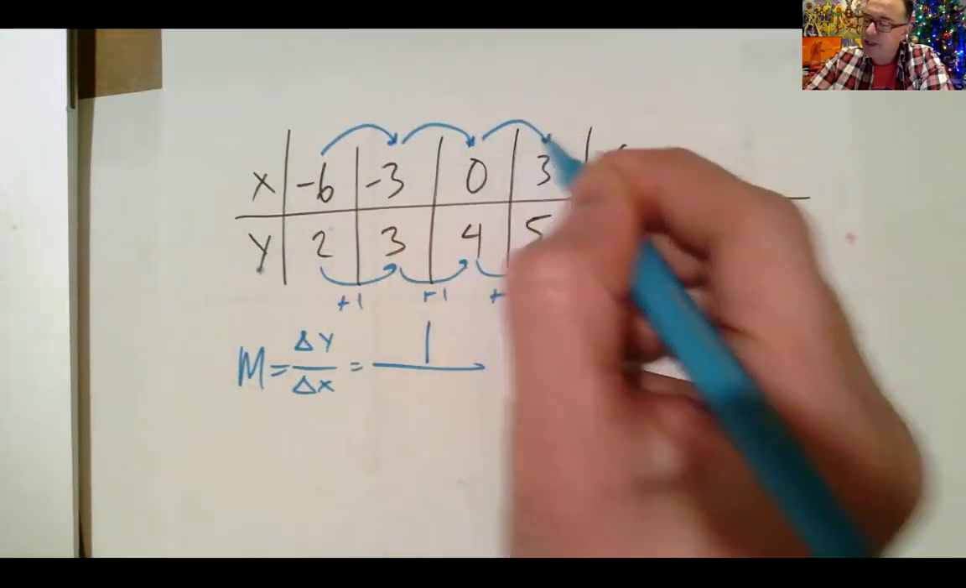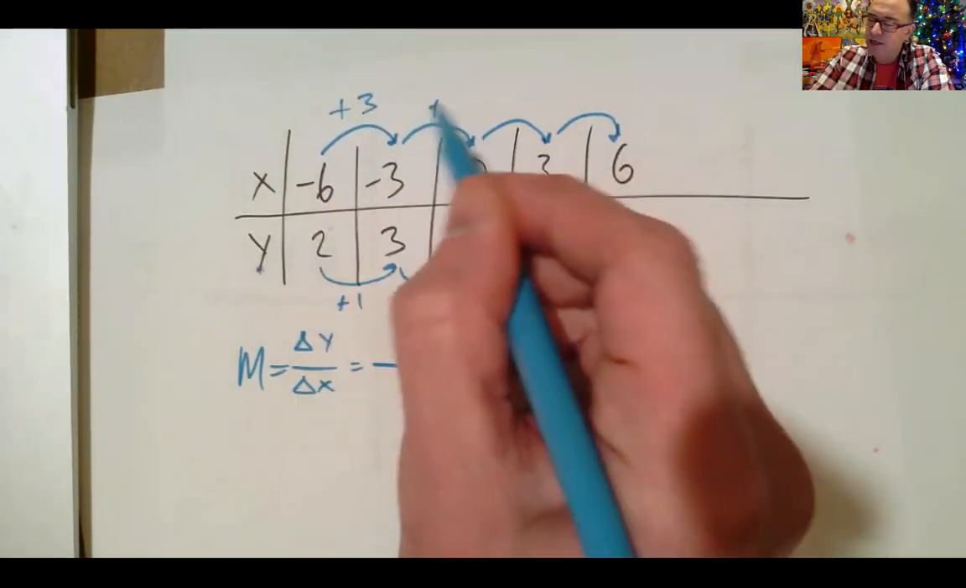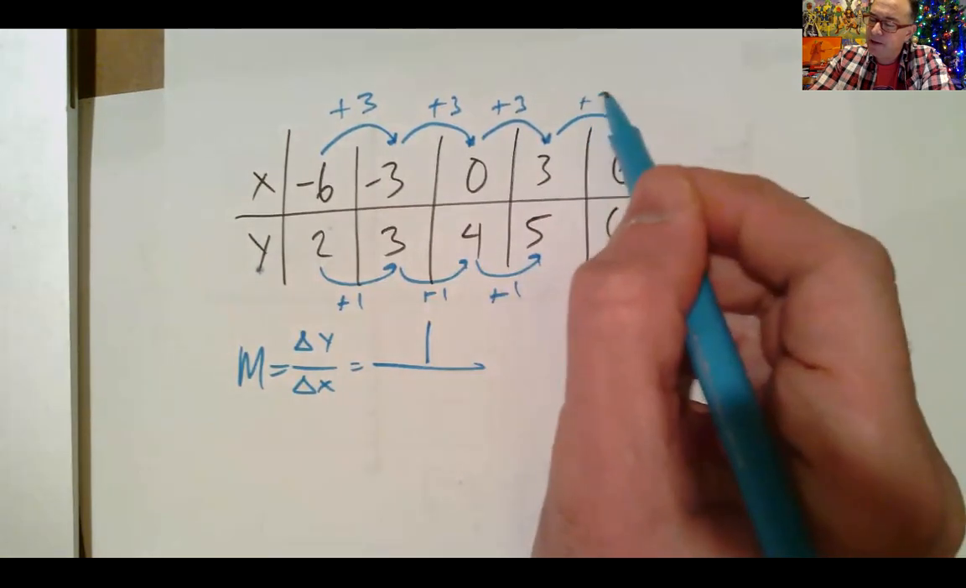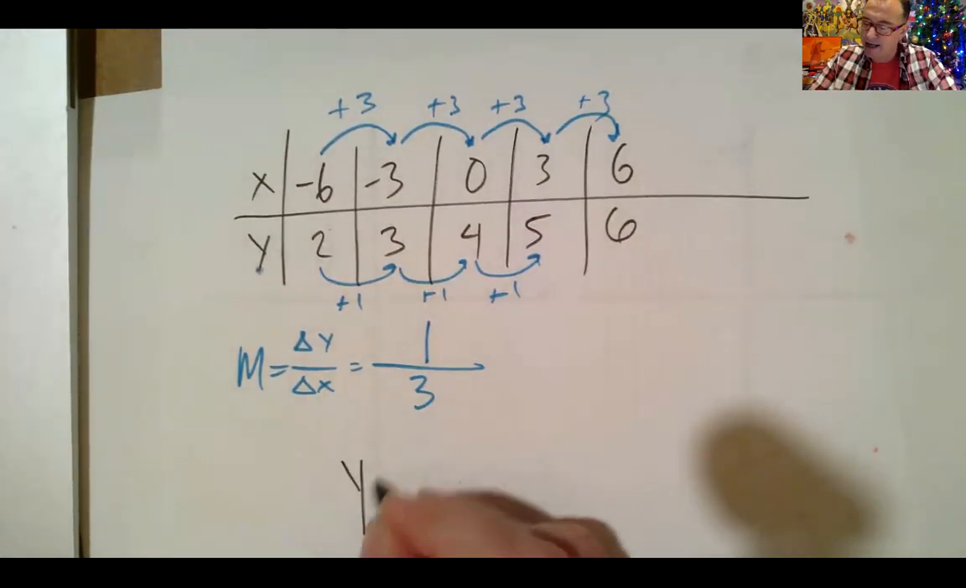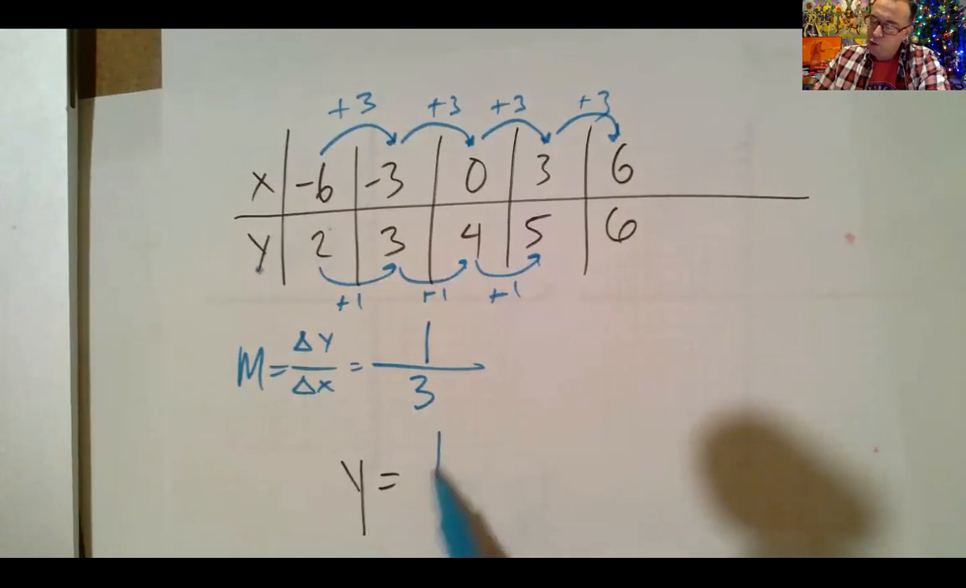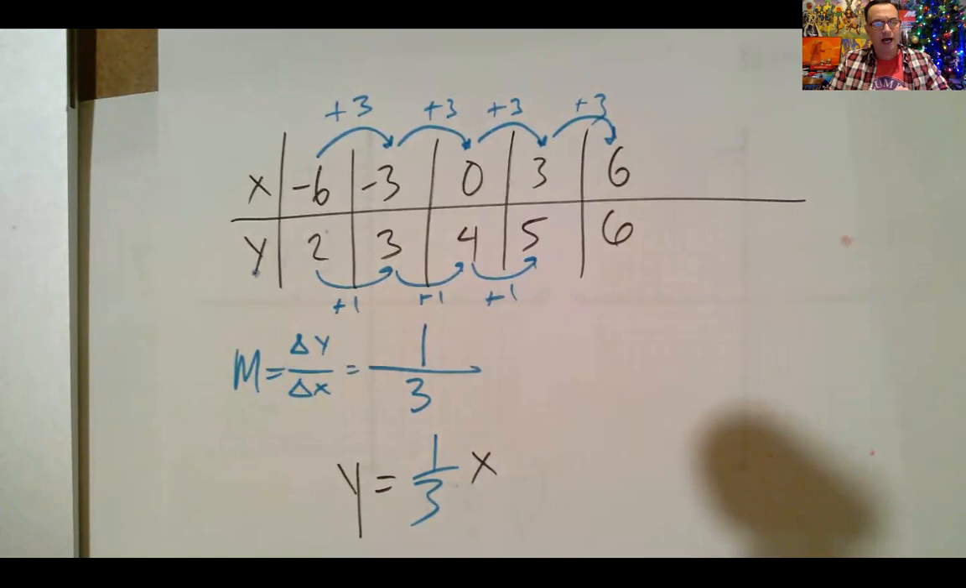How much am I changing each time here? +3 is correct. I'm going to be adding 3 each time here. That puts that 3 on the bottom. So again, we know we're going to have a slope that is going to be a fraction. So my first step for this equation is y is equal to 1/3 x. And now all I need left is that 0 term.